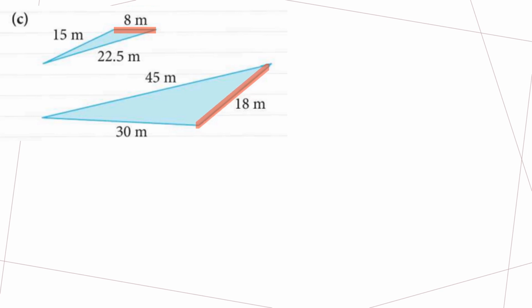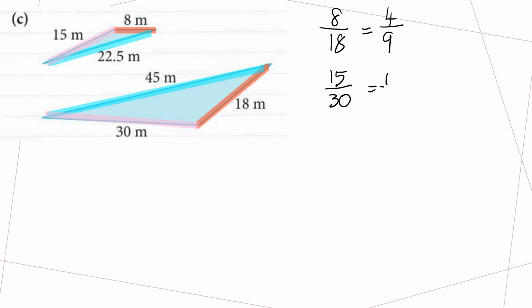Okay, let's continue to do the comparison. Compare the second longer sides of the first triangle with the second longer sides of the second triangle, and then lastly, the longer sides of the first triangle with the longer sides of the second triangle. So you compare the red with the red, you get the ratio 4 over 9. Compare the pink with the pink, get half. Compare the blue with the blue, get half.